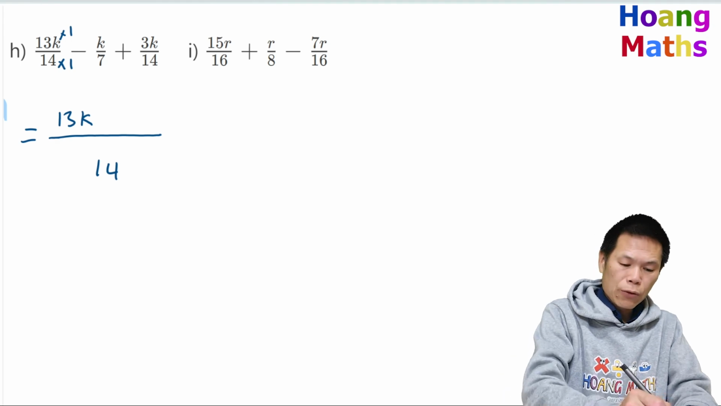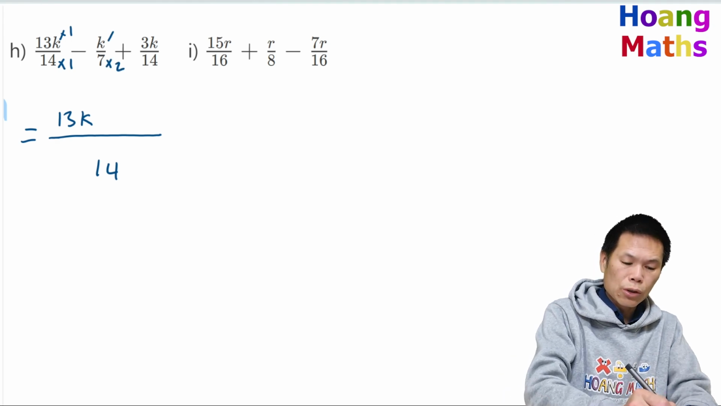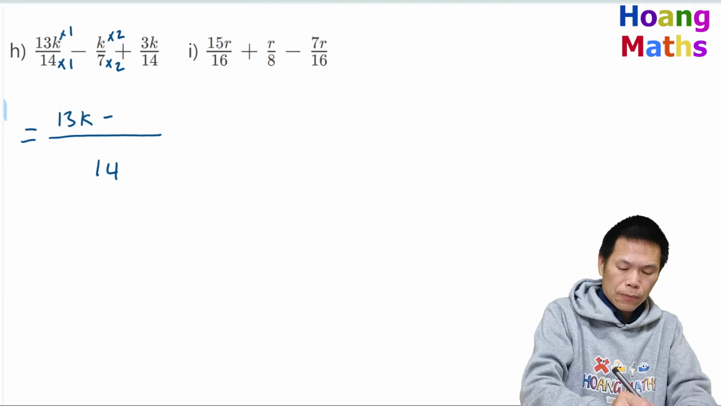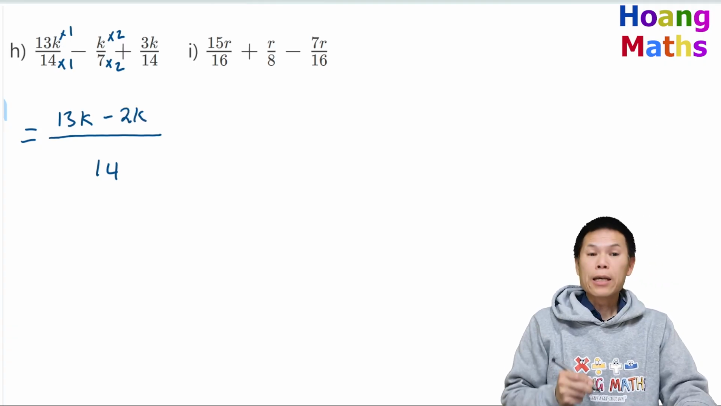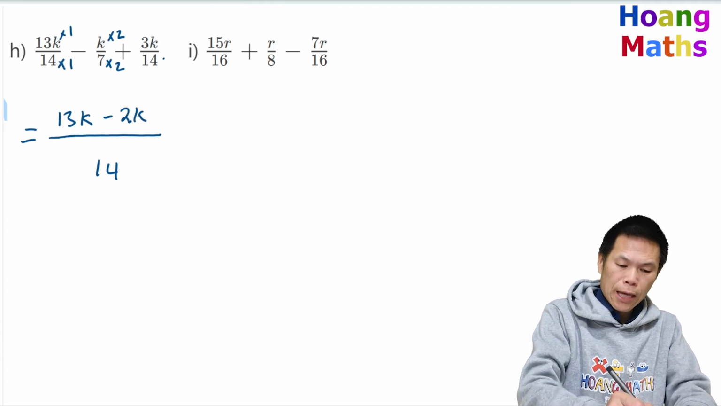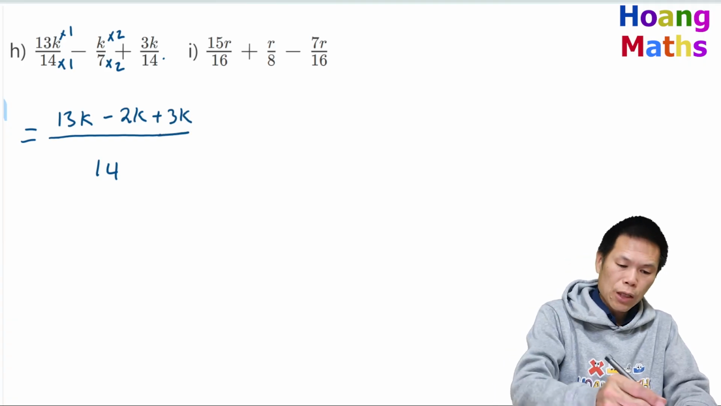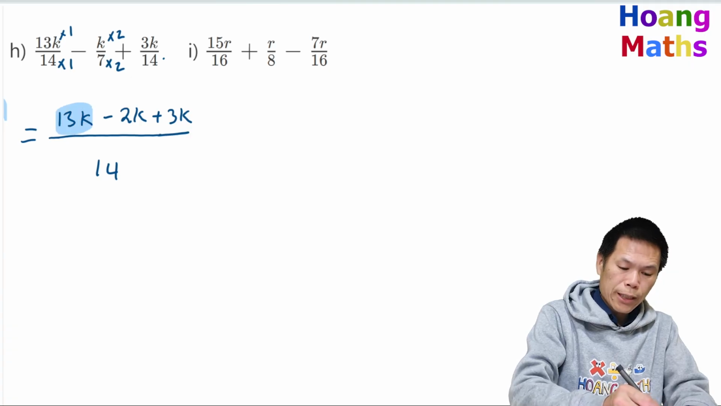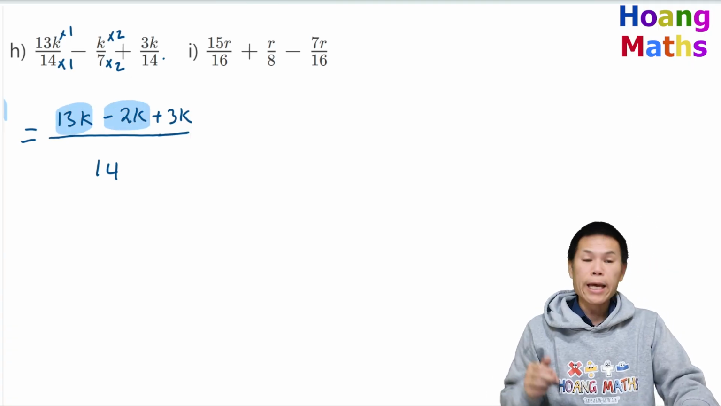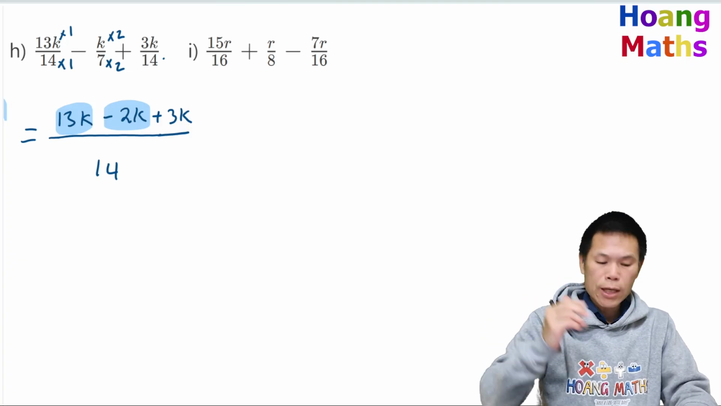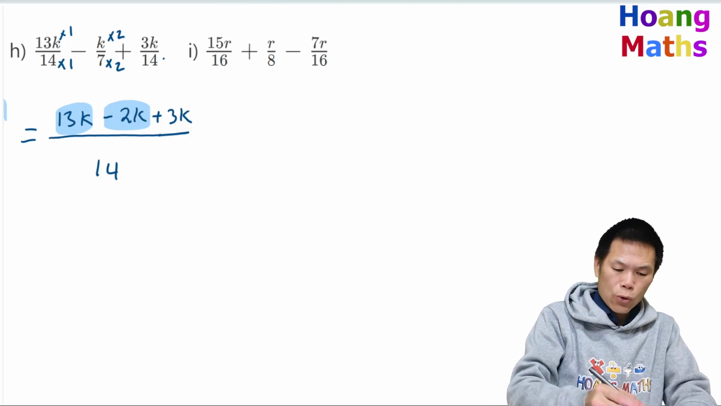And from 7 to 14, I times 2. So this times 2. So that is minus 2k. And 14 here is the same. We just write this down. 3k. There you go. Now I just collect the like terms. So I have 13k, take away 2k. 13 take away 2 is 11. And then we add 3. So that is 14.